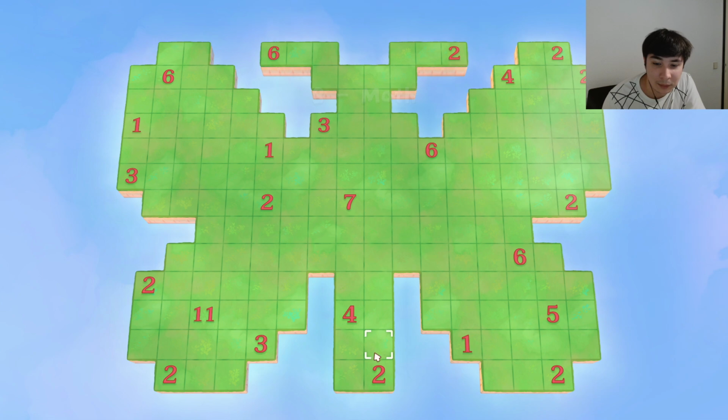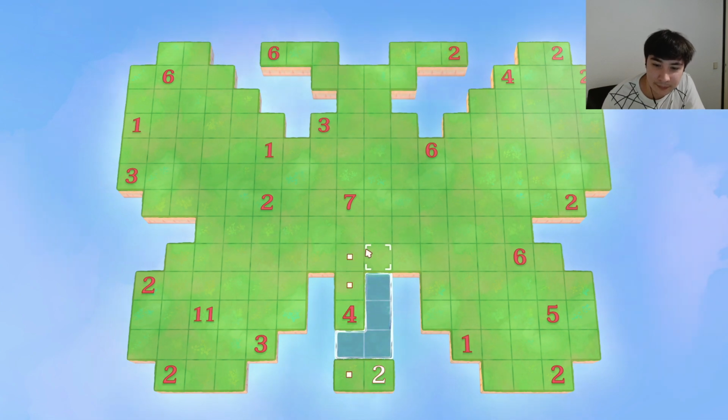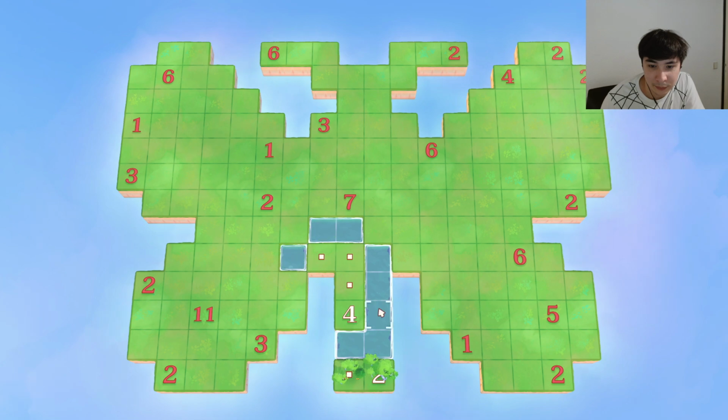Okay, more animal puzzles. This 2 and this 4, there's only one way they resolve over here on the bottom.